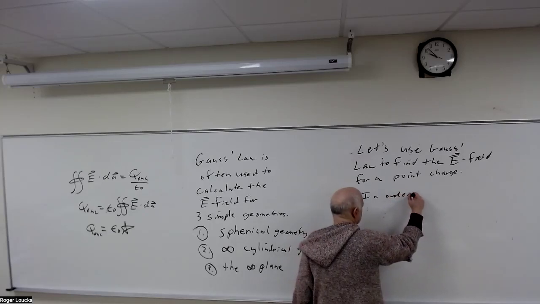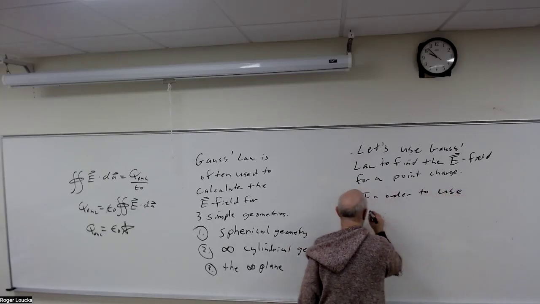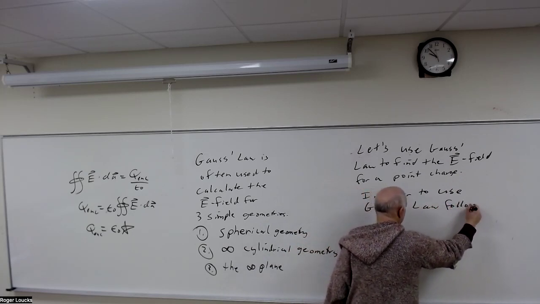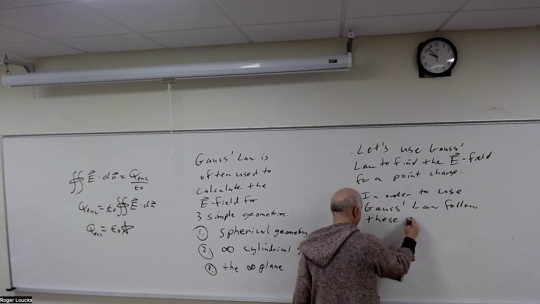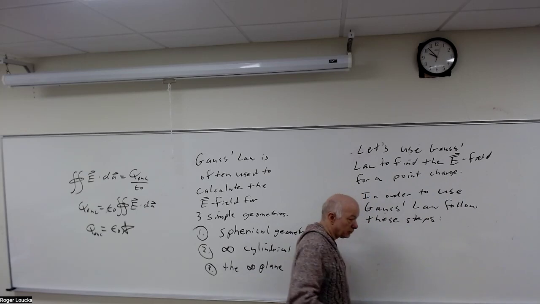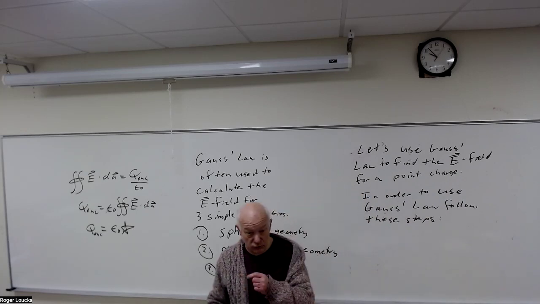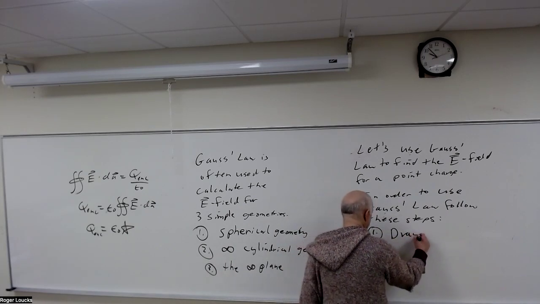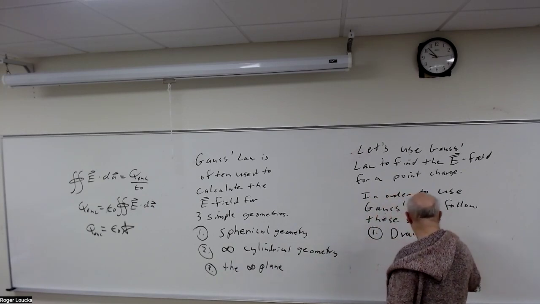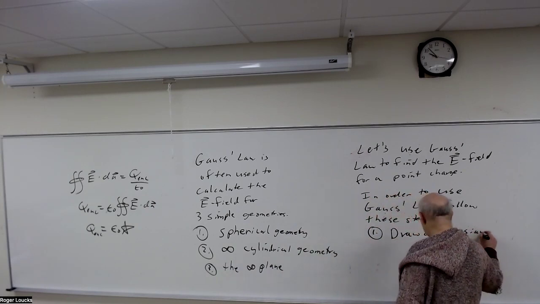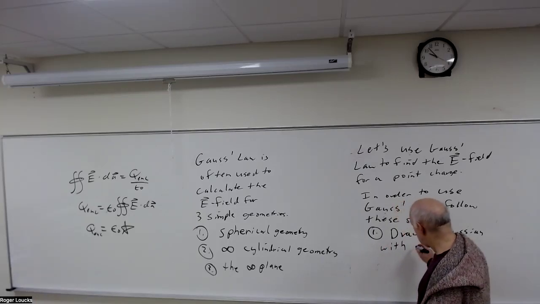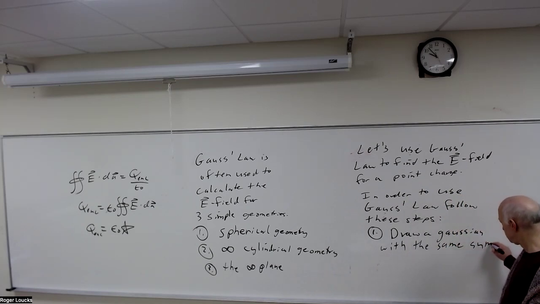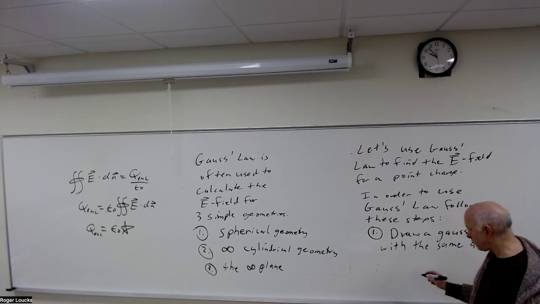In order to use Gauss's law, follow these steps. If you make this systematic, it turns out to be actually not too bad. Here's the first one. Draw a Gaussian surface with the same symmetry as the problem.